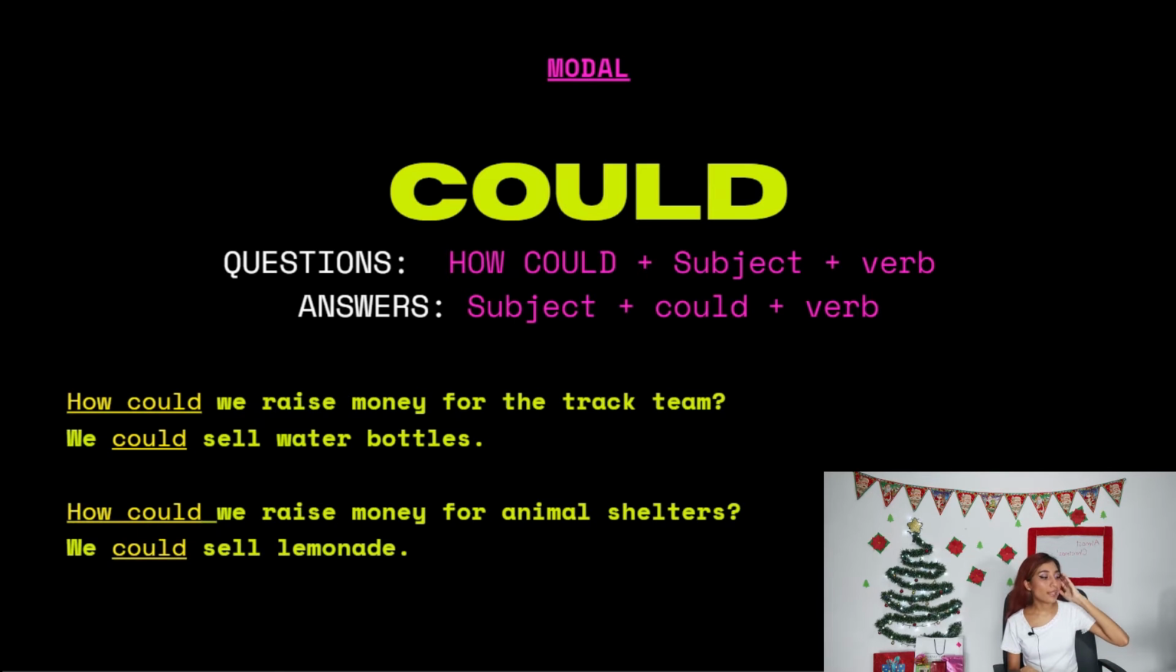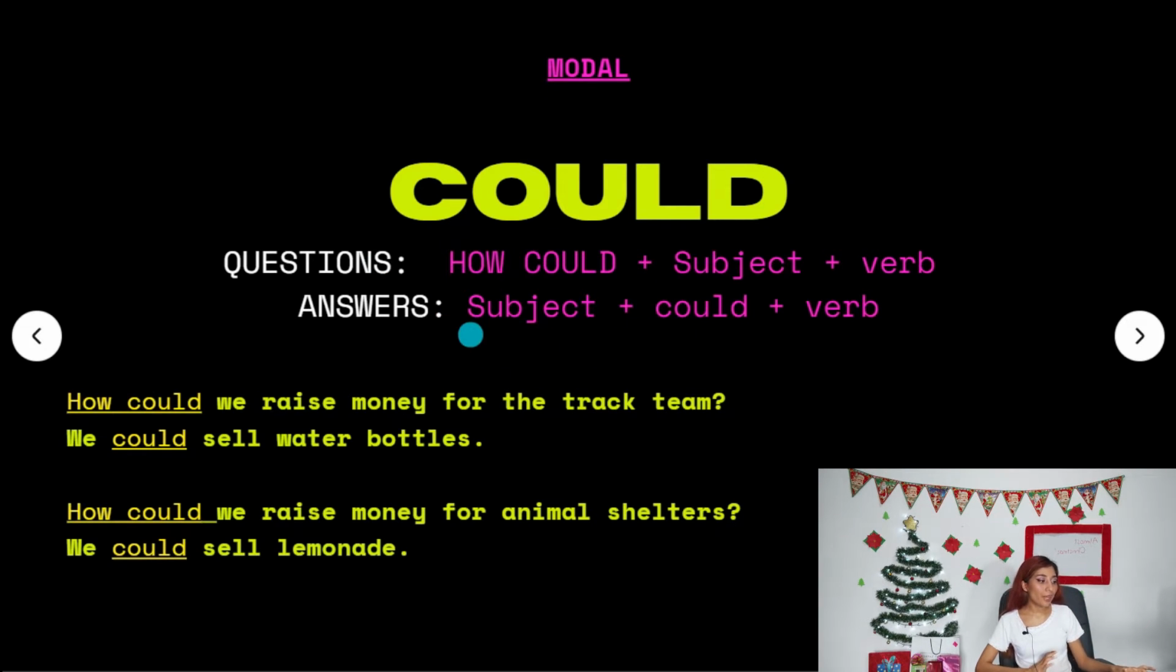So, to make questions with could, we start by how could, then the subject, and then the verb can be raise, sell, make, draw. There are some different verbs, but I just mentioned the ones that we are using in this unit. Then we have the answer. How do we answer these questions? Yes, of course, we always start by the subject. Then we are going to use could and then the verb. For example, how could we raise money for the track team? We could sell water bottles.